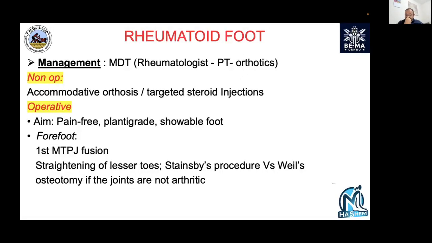So for the first MTP, definitely because there is no dependence in the soft tissue, there is no space for any realignment surgery or scarf osteotomies or whatever. The only option here is first MTP fusion. If you want to straighten the lesser toes, you have either to do a shortening osteotomy of the metatarsals, or to do a Stainsby procedure, which is an excision arthroplasty of the lesser MTP joints.